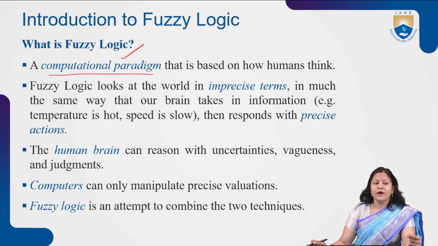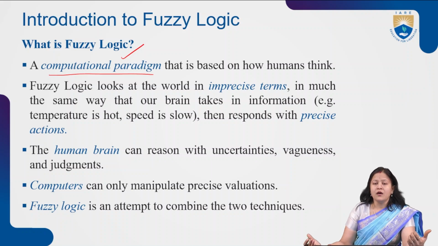Especially it is related to mathematics, that too one part of mathematics which is called set theory. So fuzzy logic looks at the world in imprecise terms in much the same way that our brain takes in information. For example, we can say the temperature is hot, the speed is slow, and then it responds with precise action.